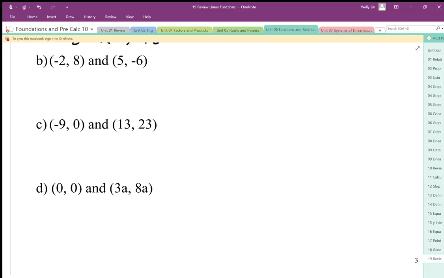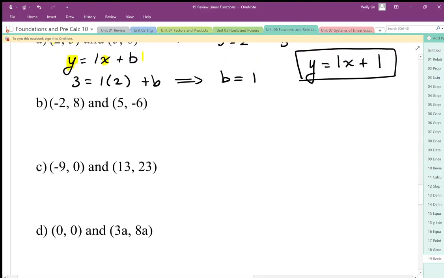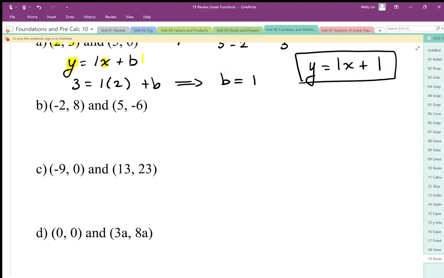To find the equation of the line between the points -2, 8 and 5, -6, again, it's good to just sketch a diagram of this. Just get an idea where these coordinates are. So at -2, 8 maybe up here, and 5, -6 maybe somewhere around here. And again, we want to calculate the slope first. So slope between those two coordinates.